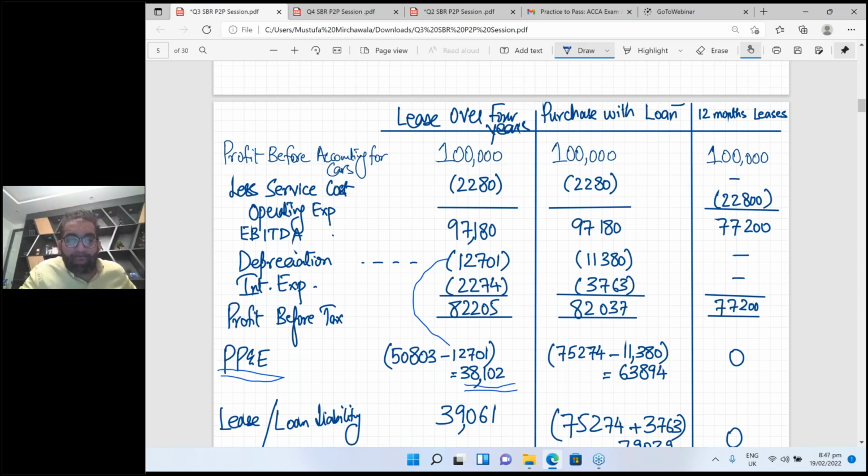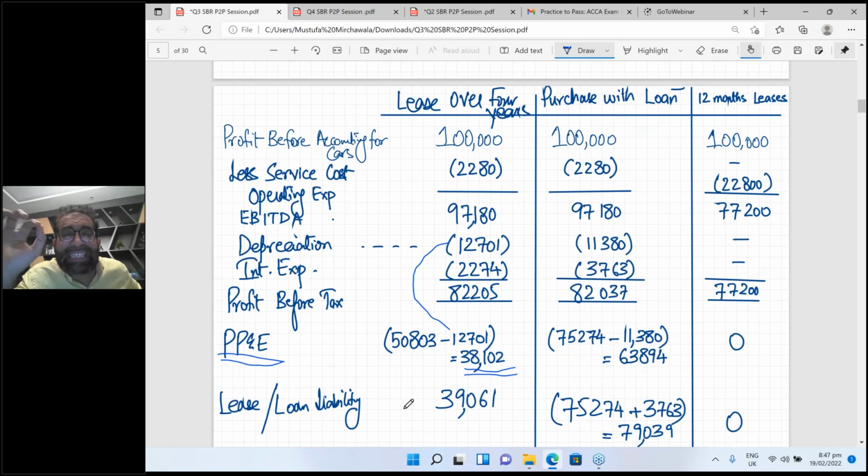And one more thing, I have calculated that the lease liability at the year end was 39061. I already taught you in the above slides. Yes, I admit in the theory you need to write that this lease liability will be split between current and non-current, but right now no more information is given. That's why you can't split it. You just need to write it in theory.